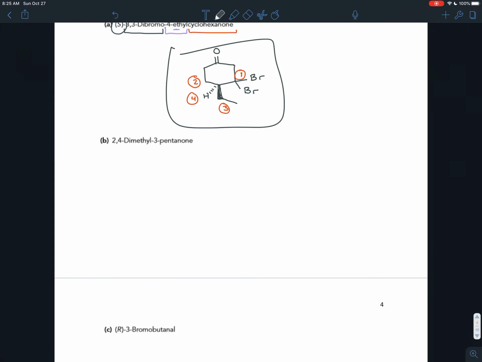Okay, B. We want to draw 2,4-dimethyl-3-pentanone. Well, we're following along. We see our last YL. That means everything to the right of that is the backbone. So 3-pentanone is the backbone. The prefix pent means we have 5 carbons. So 1, 2, 3, 4, 5.